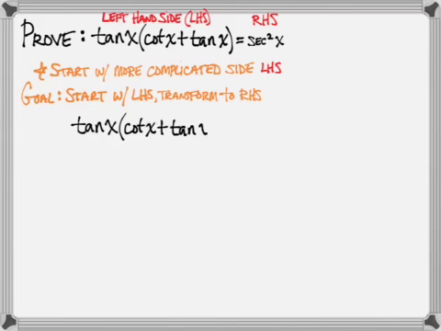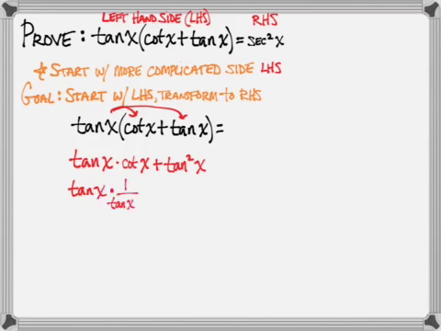So there's my left-hand side, and just like Gina said, I'm going to distribute that tangent through. So I get tangent times cotangent plus tangent squared x. Well, cotangent is 1 over tangent, right? And I still have tangent squared x, and tangent times 1 over tangent is 1.